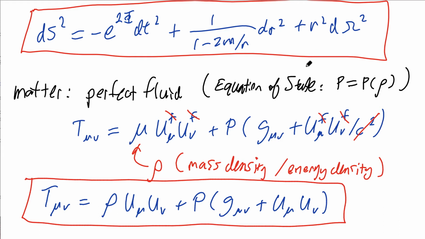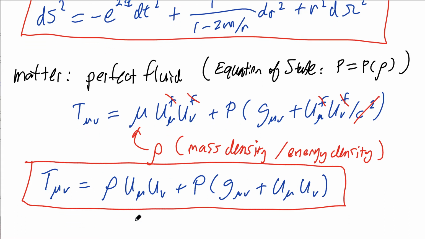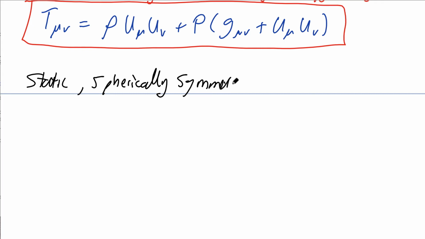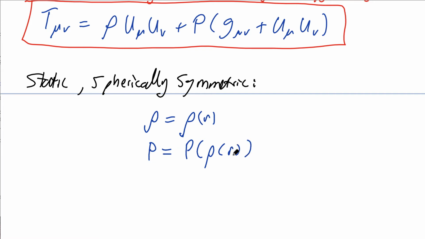Now, we've already assumed that the space-time geometry is static and spherically symmetric, so the Killing vector field here is d by dt. So we should impose that on the stress energy momentum tensor for the fluid as well. It should be static and spherically symmetric. So in particular, we'll assume that rho depends only on r, and then in turn, since p is determined by rho through an equation of state, p only depends on r as well.